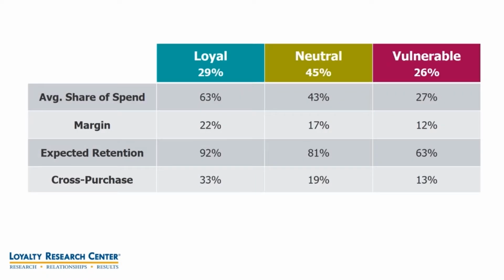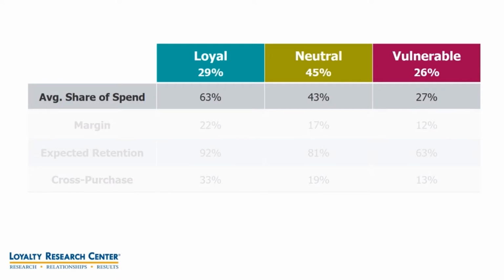So how's this valuable to you? Well, let's start with existing customers. I've put up here a table, loyal, neutral, vulnerable customers. That's what we look at a lot. And it discriminates behaviors. Here we're looking at the variety, but I just want to focus on that first row, share of spend. You can see that the average share of spend for the loyal customer is a lot higher than the neutral, and that's a lot higher than the vulnerable. Let's just look at loyal customers. That share is 63%.